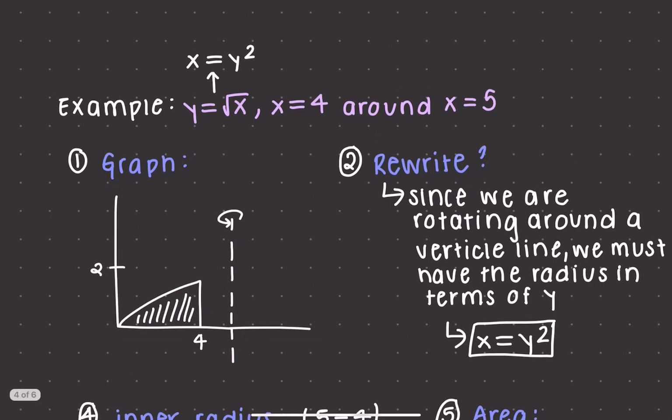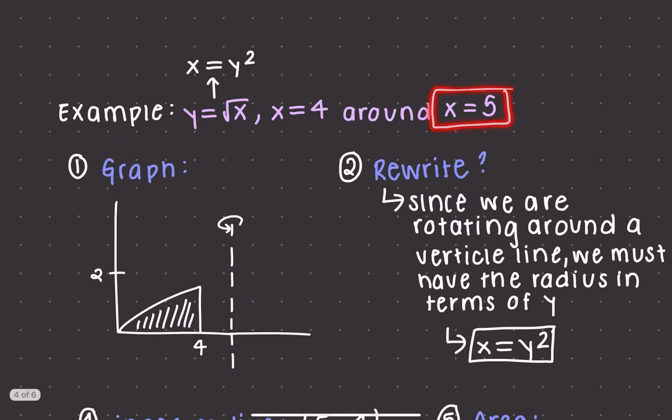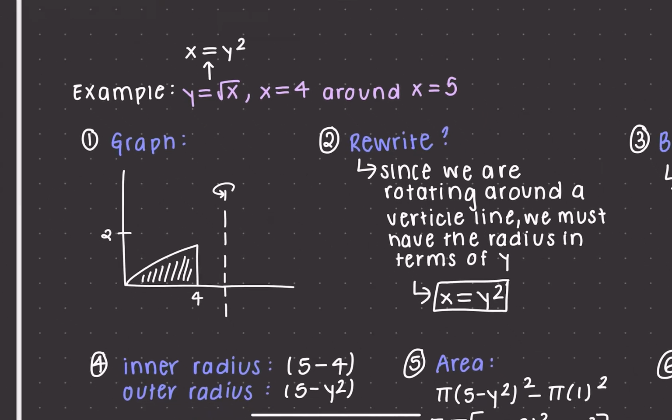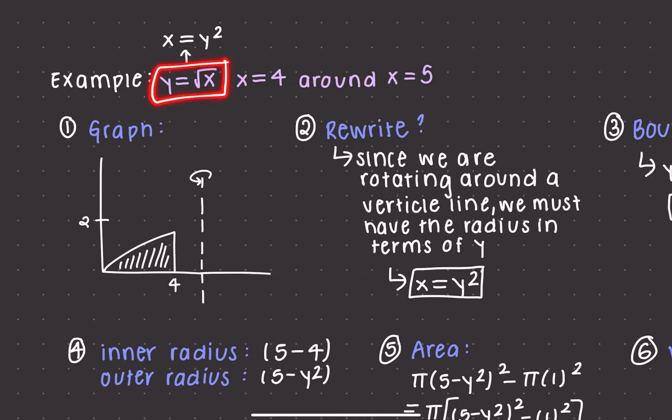Since we are rotating around a vertical line, we must rewrite all our curves so that the radius is in terms of y. So we must rewrite this curve. When we rewrite this curve, we get it as x equals y squared.